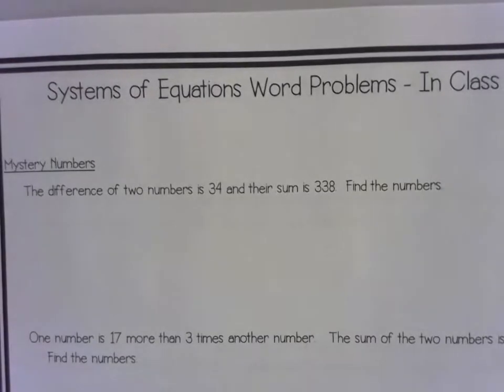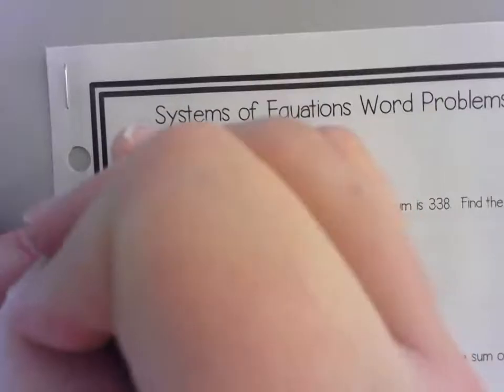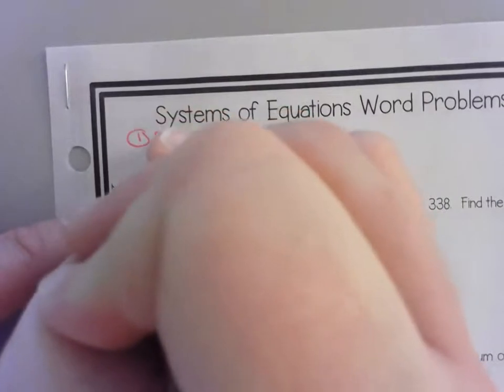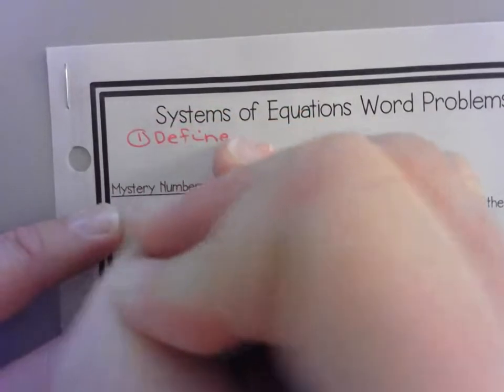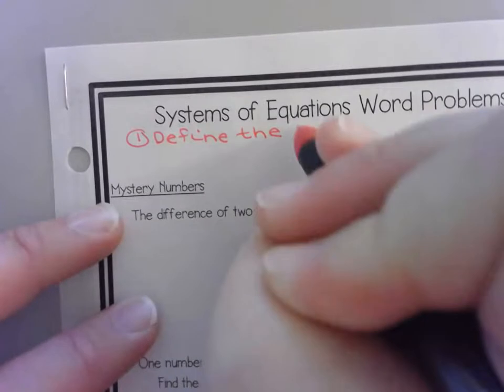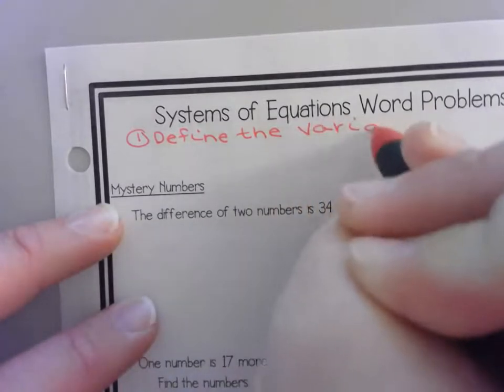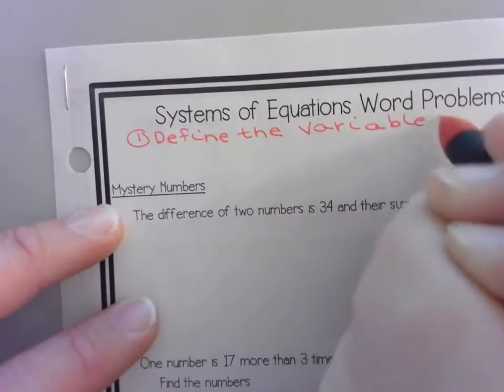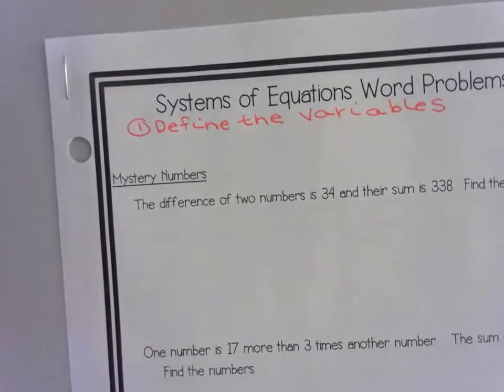So a couple steps. First thing, we are going to define the variables. Okay? We are going to look for what they're asking for. Now, if they don't explicitly say what they're asking for, we can still kind of look at the problem and figure it out. But we need to define the variable. What does x equal? What does y equal? You don't have to use x and y. You can use whatever, but that's what we're looking for. So we're first going to define the variable.